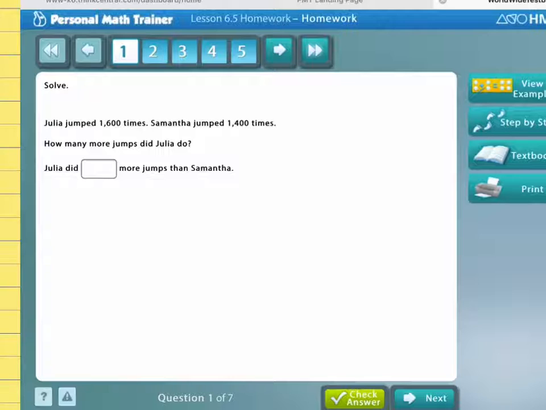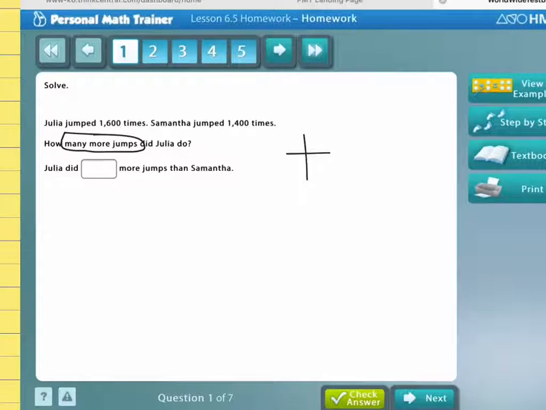As with the previous lessons, I'm going to use the Think Central view example to help us understand the process to solve these. So check out this problem. If Julia jumped 1,600 times and Samantha jumped 1,400 times, how many more jumps did Julia do than Samantha? So key to this is more, how many more? So if we're using more, we have a strong feeling that we're going to be using an additive comparison.